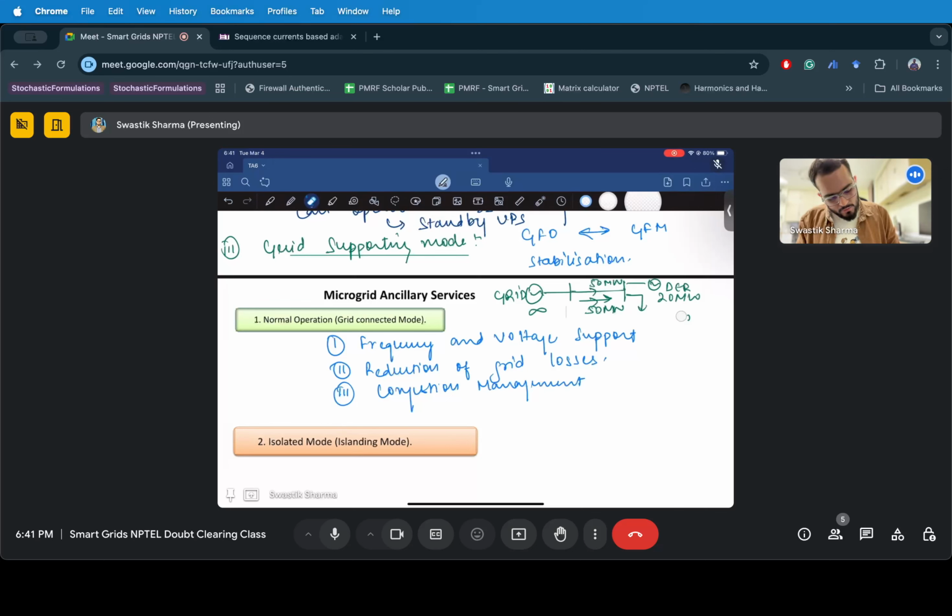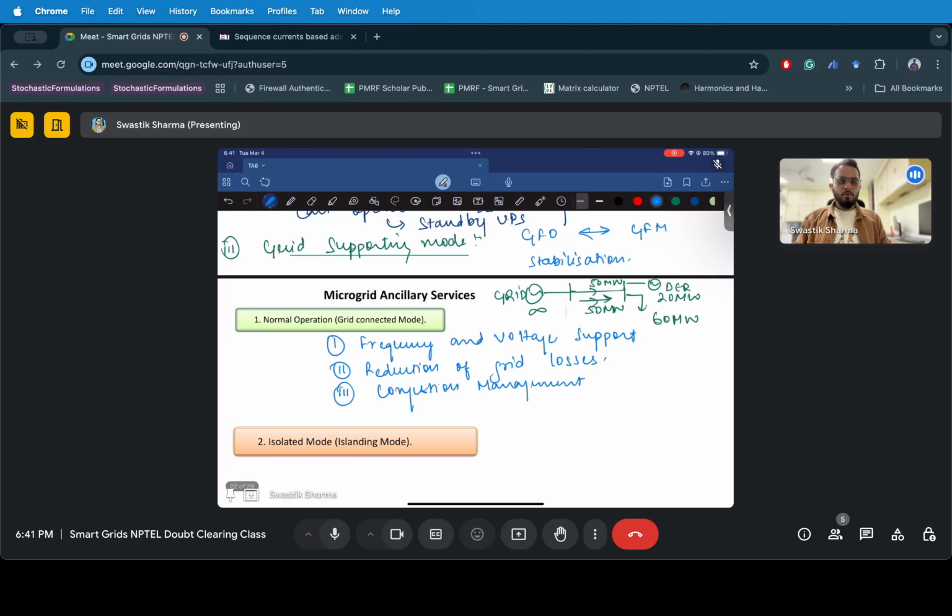Let's say now the load increases to 60 megawatt. Since your line is now congested because it is at its maximum capacity, what you can do is use this DR to power this load and give an extra 10 megawatt to it. So in this way, you can have congestion management too.